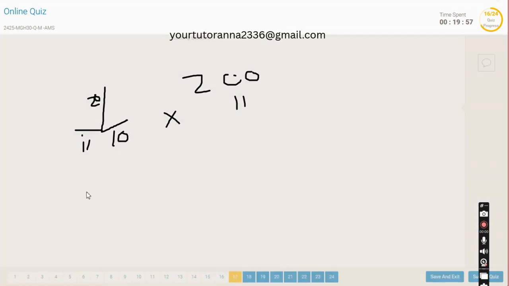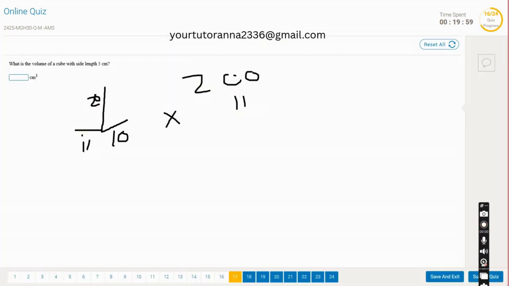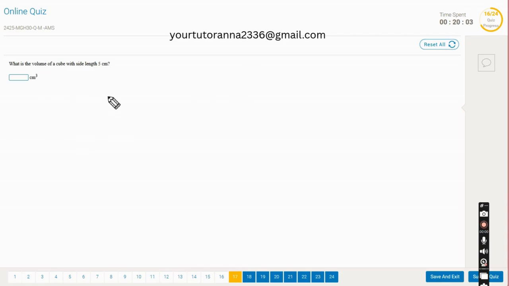The next one. What is the volume of a cube with side length 5 centimeters? Your volume of a cube is going to be the same, the lengths are going to be the same. So 5 here, and the 5 on the side. That's going to be 5 times 5 times 5. 5 times 5 is 25. 25 times 5 gives you 125. So that's going to be your answer. The next one.